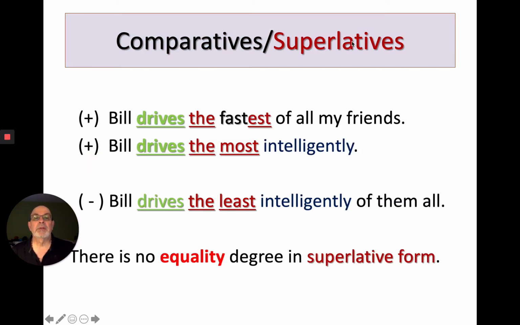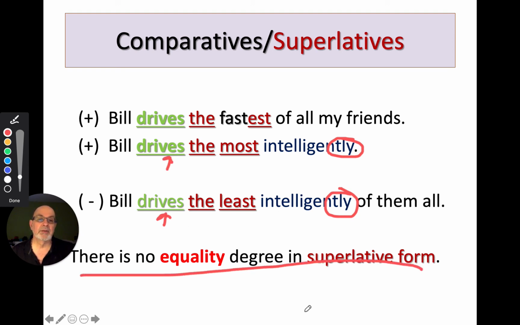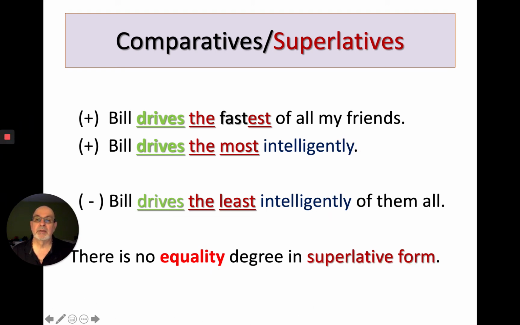For the superlatives, it's very important for you to pay attention. The -est for the shortcut, right? This looks very much like the adjective, but I now know it's an adverb because I have the word drives. Here it's the most intelligently. Of course, please note that we're going to use an adverb because of the verb drives here. And of course, there is no equality in the superlative form. All right, let's go to the next slide.